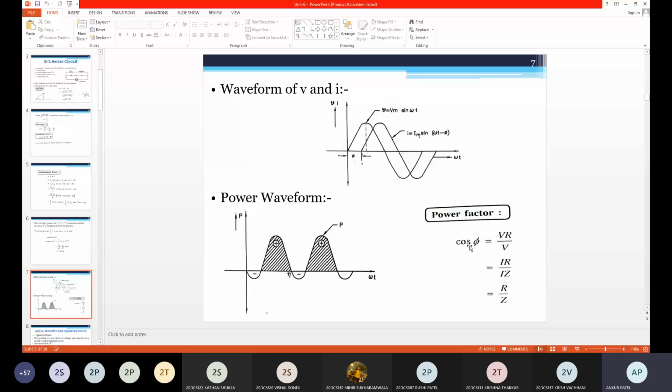So power factor lies between 0 to 1. So always we need to keep it nearer to the 1.